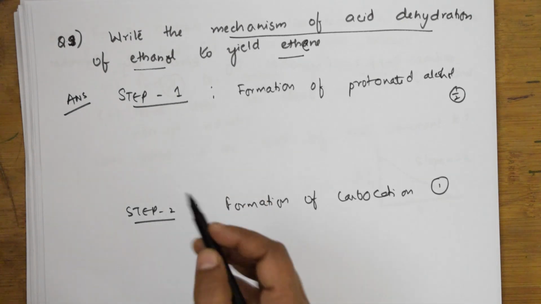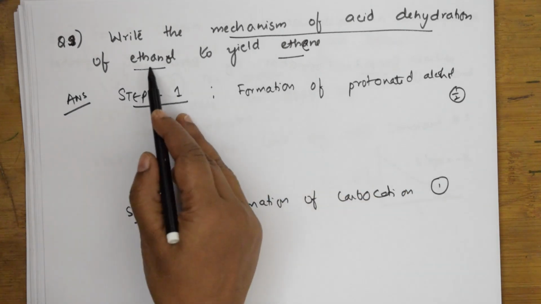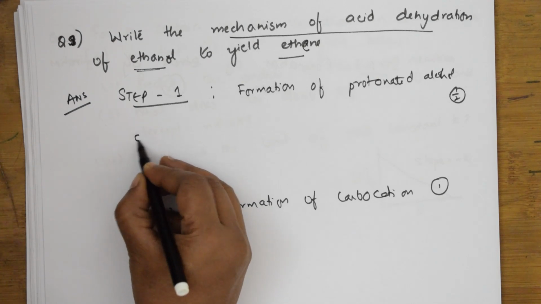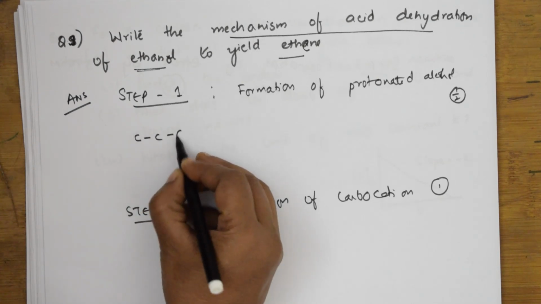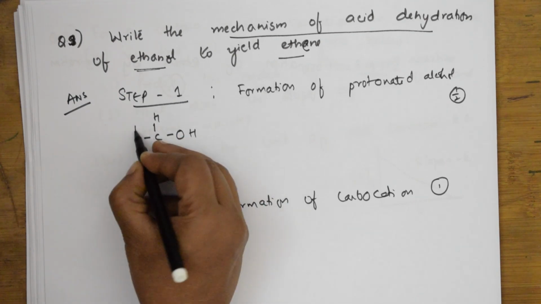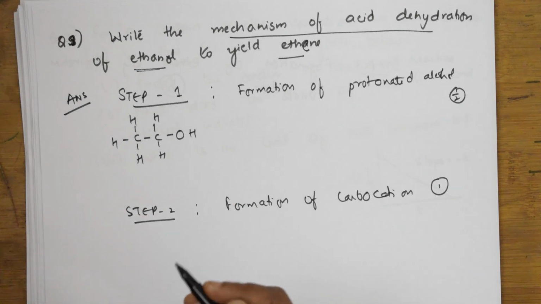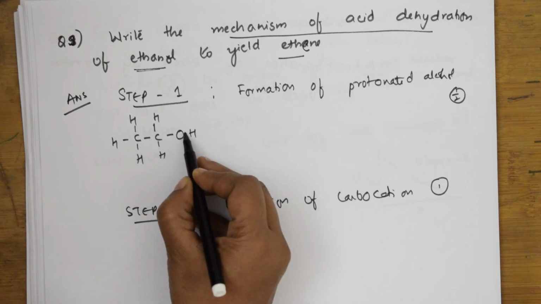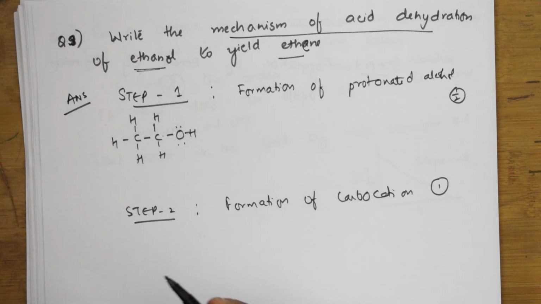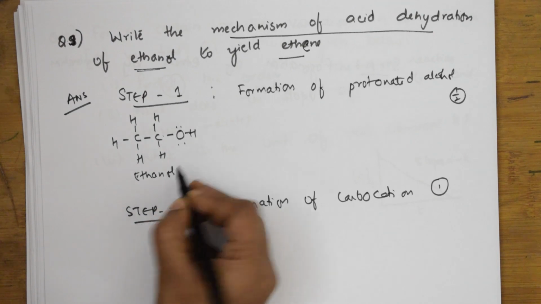So whenever it says formation of protonated alcohol, start this mechanism with ethanol. Ethanol has 2 carbons, 1, 2. This is O and H. So fill in hydrogens around the carbon: this is hydrogen, this is hydrogen, this is hydrogen. Done. So count the number: 1, 2, 3, 4, 5, 6, 7, 8. Then what is this? Ethanol. Let us write ethanol. Done. Be careful, you have to name everything.